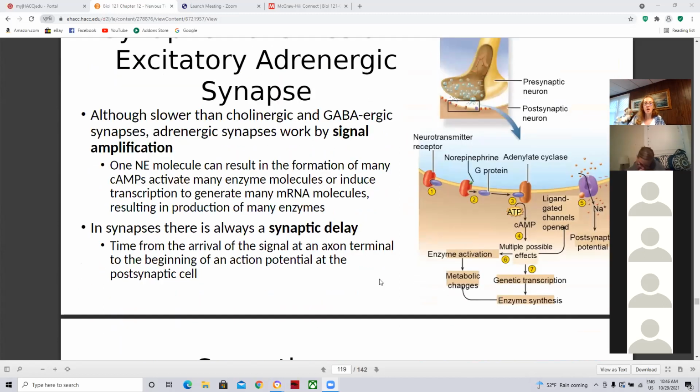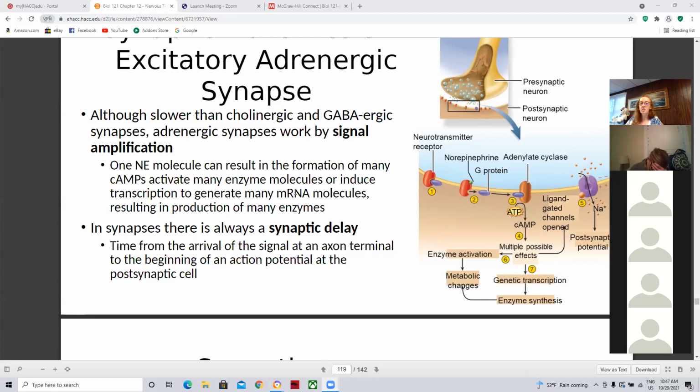Even though excitatory adrenergic synapses tend to be slower than cholinergic or GABAergic synapses, adrenergic synapses work by signal amplification. So one neurotransmitter molecule can result in the formation of many cyclic AMPs that activate many enzyme molecules or induce the transcription to generate many mRNA molecules, resulting in the production of multiple enzymes.